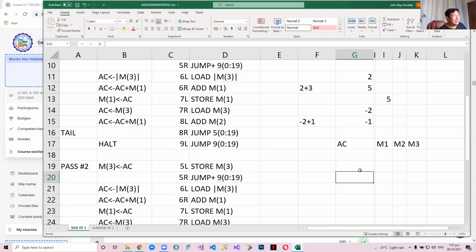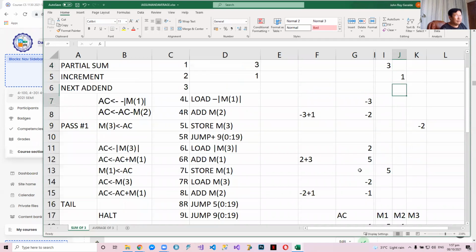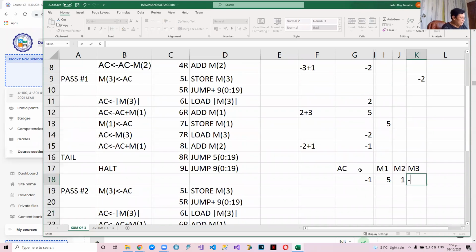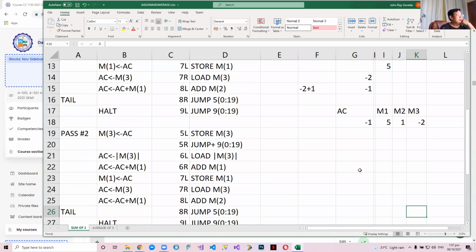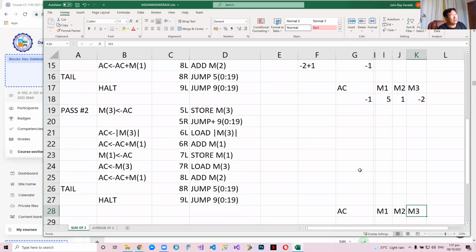So AC is -1. M1 is 5. M2 is 1, and what's our M3? M3 is -2. Okay. We go to the second pass. So we store M3. So this becomes -1, because AC is -1. We don't do a jump plus because AC is negative.